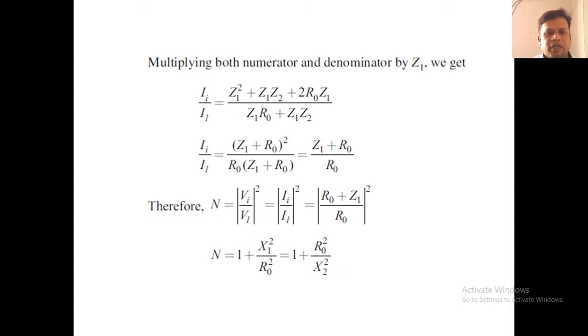That is equal to Z1 plus R naught divided by R naught. Ii by IL, Ii means input current, IL means load current, or we can say the load current as an end current also. Therefore, N is equal to modulus of Vi by VL whole square, that is equal to Ii by IL whole square, and Ii by IL whole square is equal to R naught plus Z1 by R naught whole square.